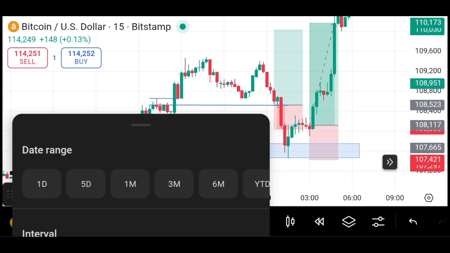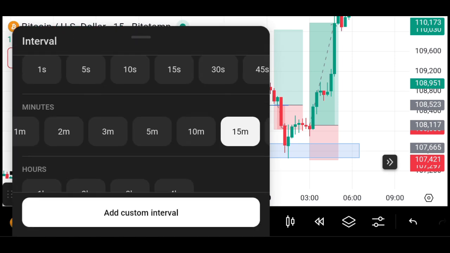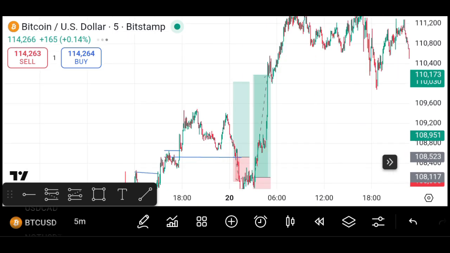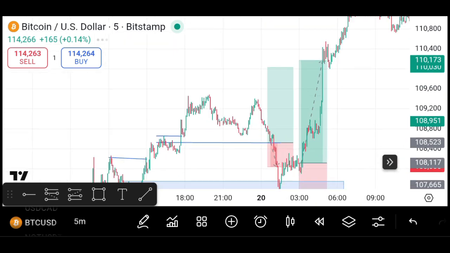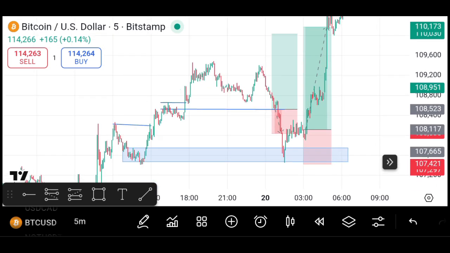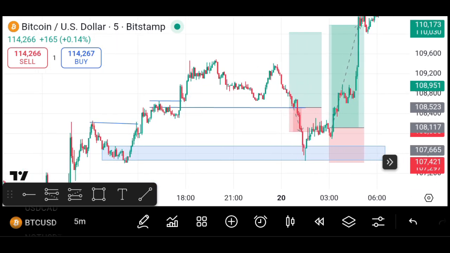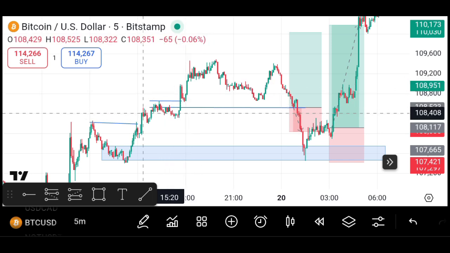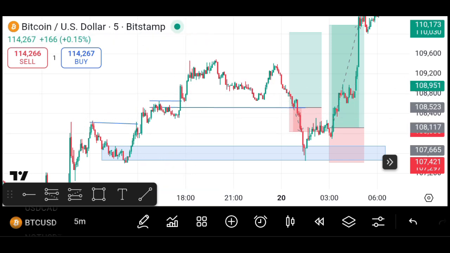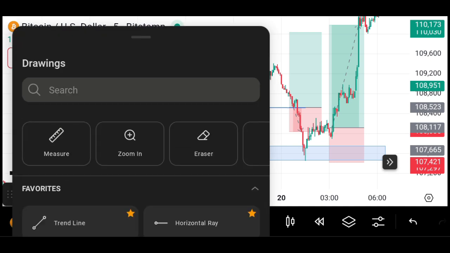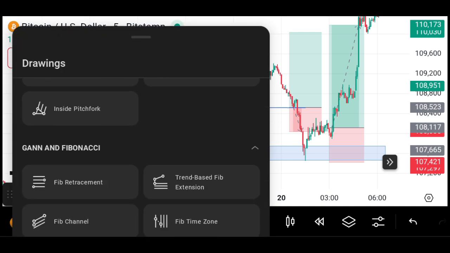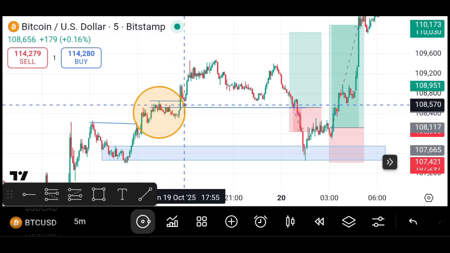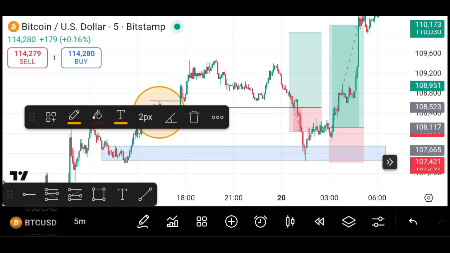Let's go to 5 minutes to have a clearer view of what I'm talking about. Yeah, we are here. So you see what I was talking about, the area of interest on the 5 minutes. As you can see, it appeared to be a key area of interest. Let me use a circle to highlight it properly. As you can see, it appeared to be a good area of interest.